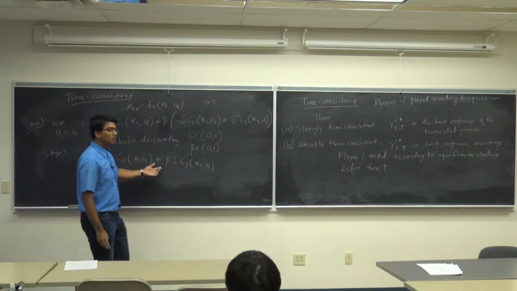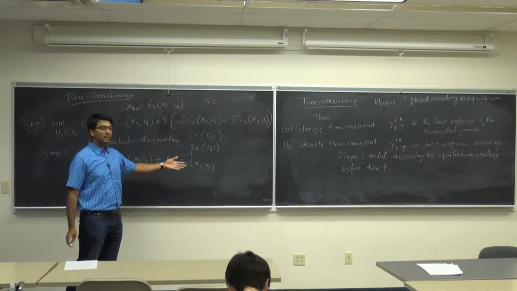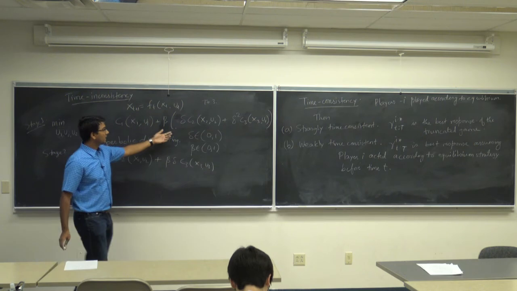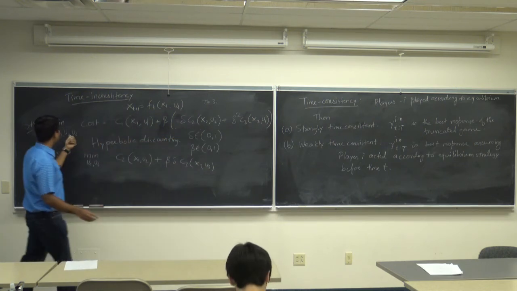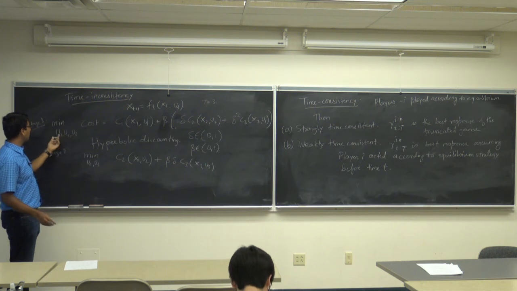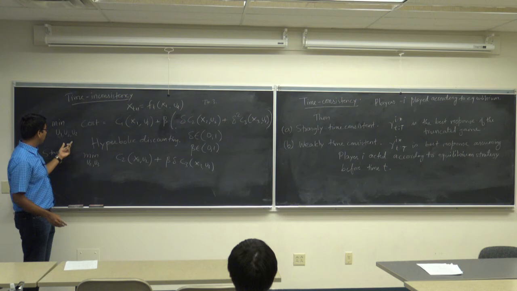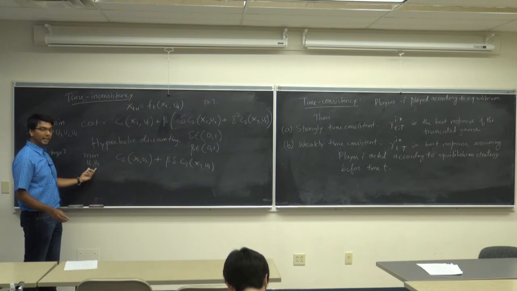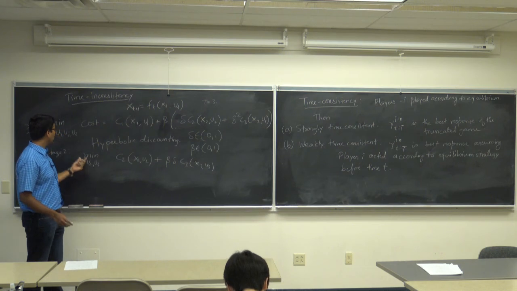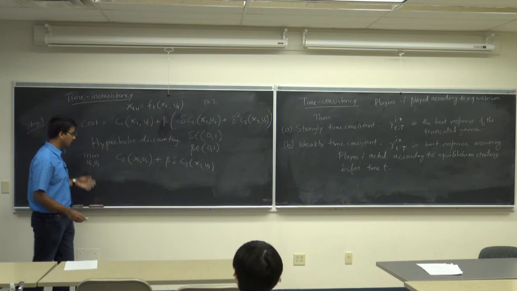No matter what the discount factor is, the player will not have an incentive to stick to the strategy that he had decided. So U2 star would be the strategy here, right? He will solve this entire problem. He'll figure out what U1 star is, U2 star is, U3 star is. But when he gets to the second stage, he will resolve this optimization problem, and U2 star will not be equal to the U2 star here. They will be different.